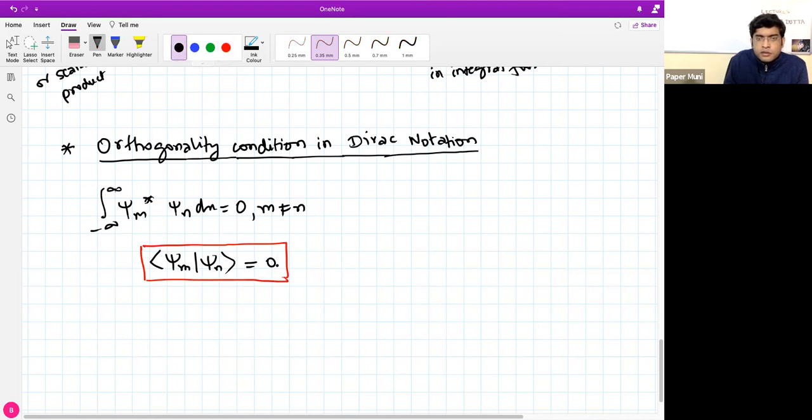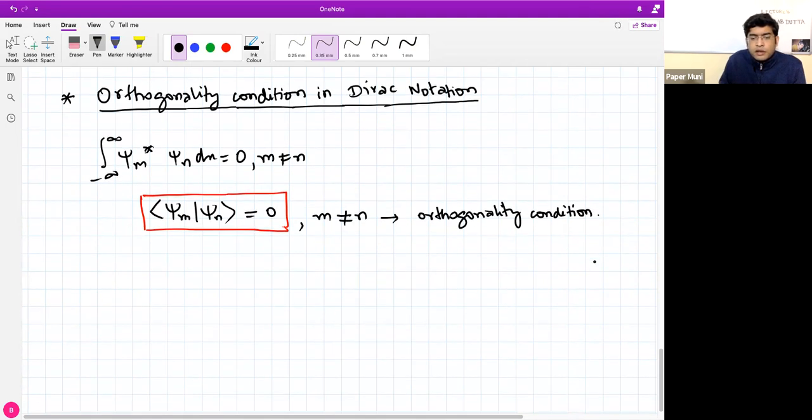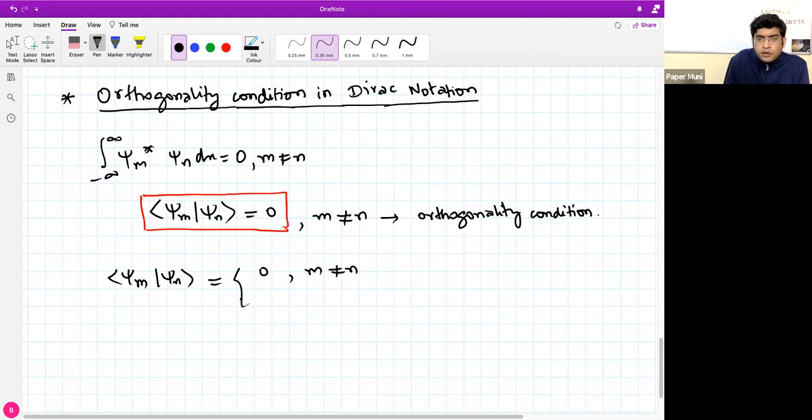This is for m not equal to n. Now this is the orthogonality condition in Dirac notation. All right. Now this is also written like this in the orthonormality condition. The orthonormality condition looks like this: psi m psi n is equal to 0 if m not equal to n, and 1 if m is equal to n.